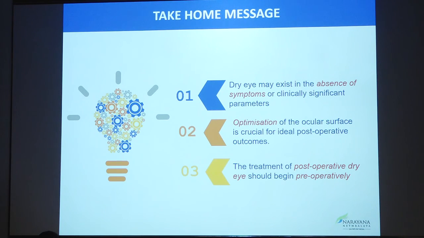Because once he does that, he's not bothered about the 20/20 vision you've given. He's bothered that his quality of life is messed up because he just keeps watering. When he sees a bright light, it waters. You have to sort it out if you want to go to the next level of attracting more of those kind of patients. And these patients talk to each other very well. So optimization is very important.